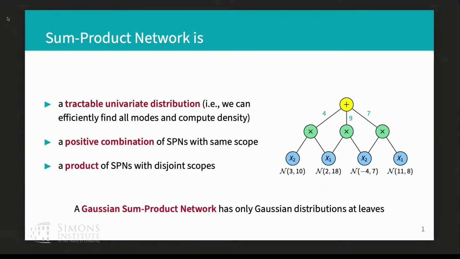So just to get everyone on the same page, I'll be concerned with sum-product networks, which are just probabilistic circuits that are smooth and decomposable. One difference is that I will be assuming that you have univariate distributions at the leaves, instead of indicators, so that we can generalize to continuous variables, right? And in particular, I will be concerned with models where you have Gaussians on the leaves. So this is just representing a Gaussian distribution with mean 11 and variance 8.